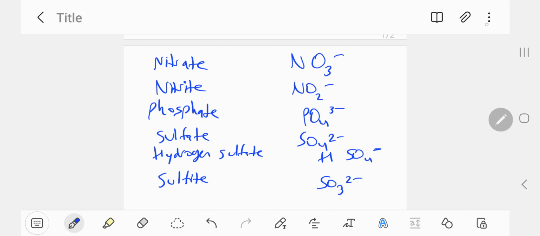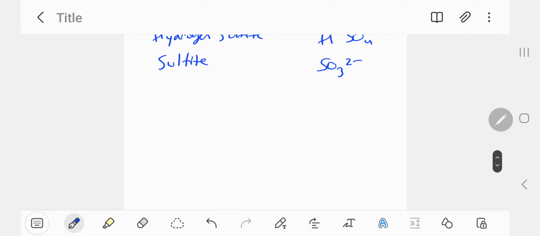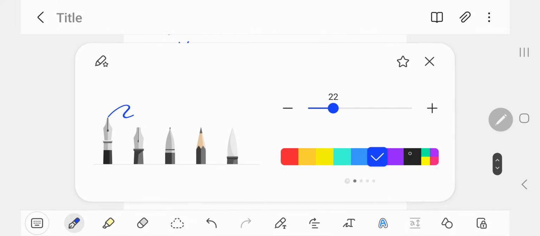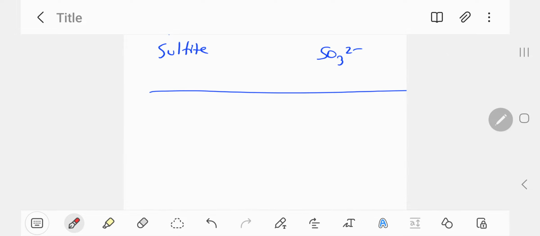So let's see how we can name ionic compounds. It's actually very simple. It's pretty much the same rules as I mentioned before with naming covalent compounds, but without the prefixes. So let's do NaCl. This is otherwise known as table salt. Step 1, write down the name of the metal cation first. In this case, it's Na, which is sodium. Step 2, write down the name of the non-metal element, which is Cl, chlorine in this case.